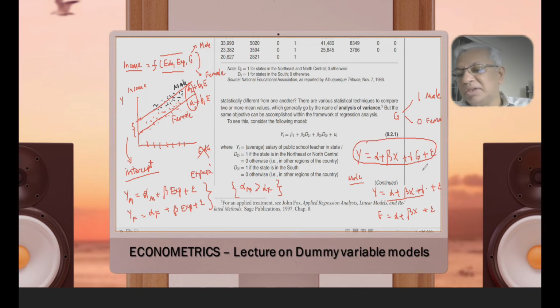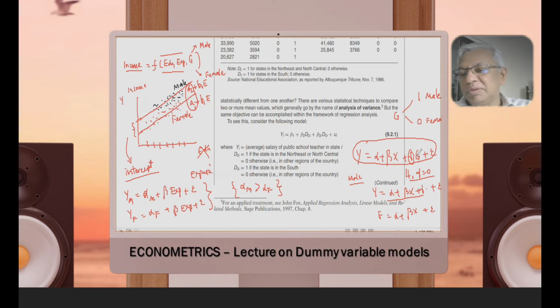And how do I know there is a discrimination? As long as gamma is statistically significant. If the null hypothesis is gamma equal to 0, that means there is no discrimination. If gamma is not equal to 0, that means there is a discrimination in the job market. So we can establish discrimination in the job market by running this model.